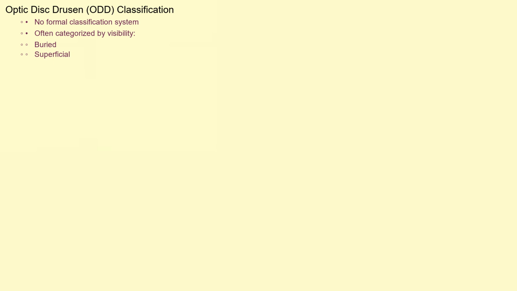While there isn't a formal classification system with specific types, optic disc drusen are often categorized based on their visibility. They can be classified as buried, where they are difficult to see on a regular exam, or superficial, where they are readily apparent. The depth and size of the drusen can influence the severity of visual field defects.